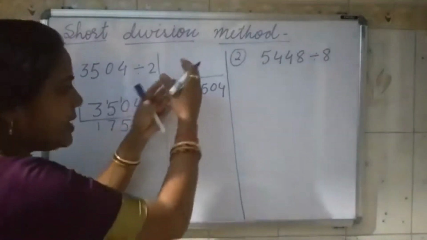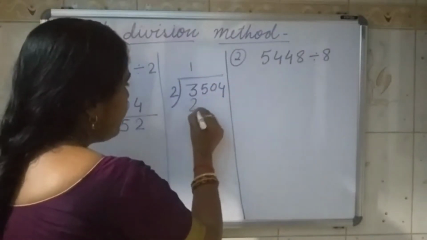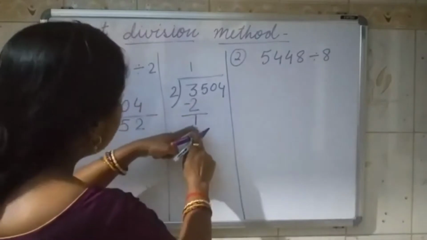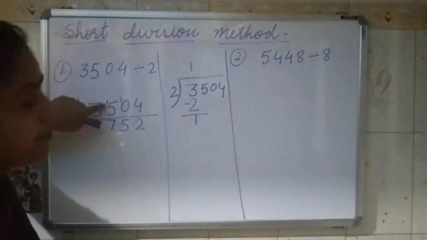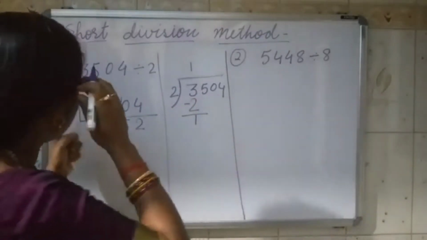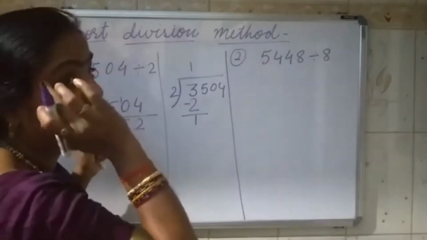I am explaining with the long division method. 2 ones are 2. I have subtracted: 3 minus 2 is 1. So this 1 I have written here above this number. This subtraction process we have done in the mind. 2 ones are 2, 3 minus 2, that we have done in the mind.